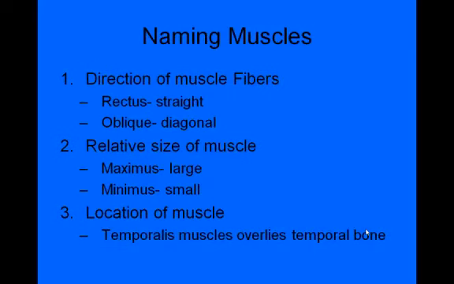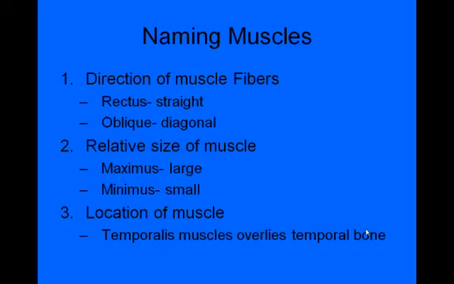How do we name muscles? Lots of ways. You can name a muscle by the direction of the muscle fibers. Rectus means straight, so you have the rectus abdominis, whose fibers run up and down. Oblique means diagonal. So you have internal and external obliques in your abdomen. And again, you can see the fibers running diagonally. We can also name a muscle by its relative size. Maximus is large, minimus is small. Brevis is short, and longus is long.